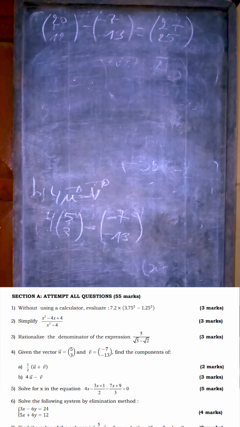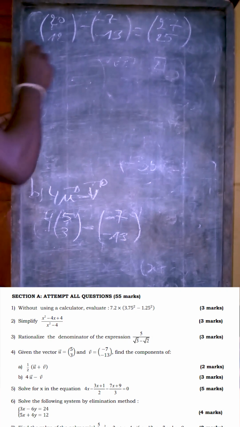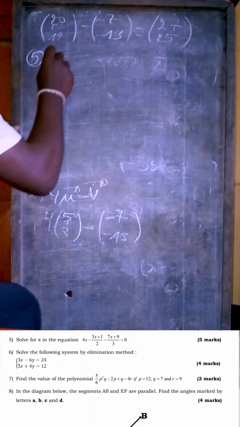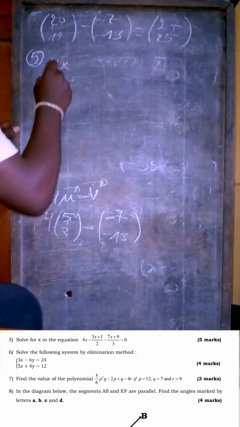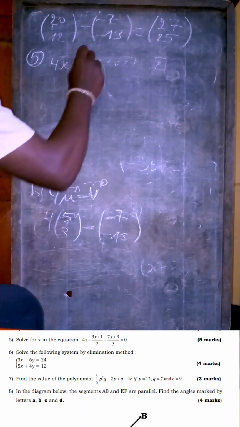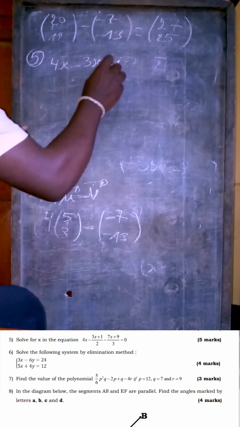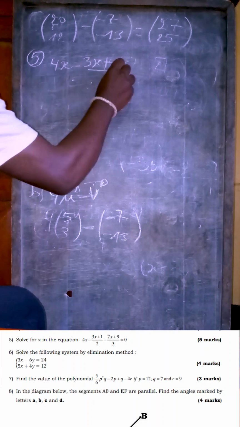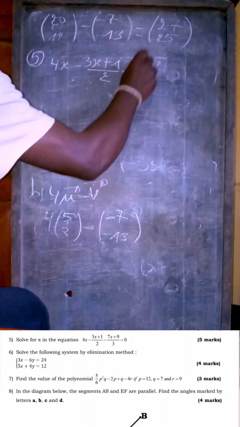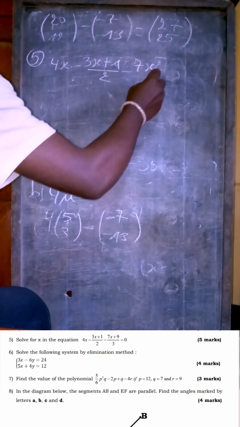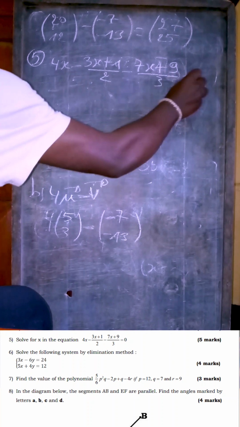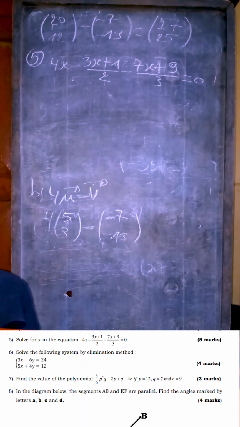Then let us go to question number 5. Solve for x the equation: 4x minus (3x plus 1) over 2 minus (7x plus 9) over 3 is equal to 0. We are going to solve this.